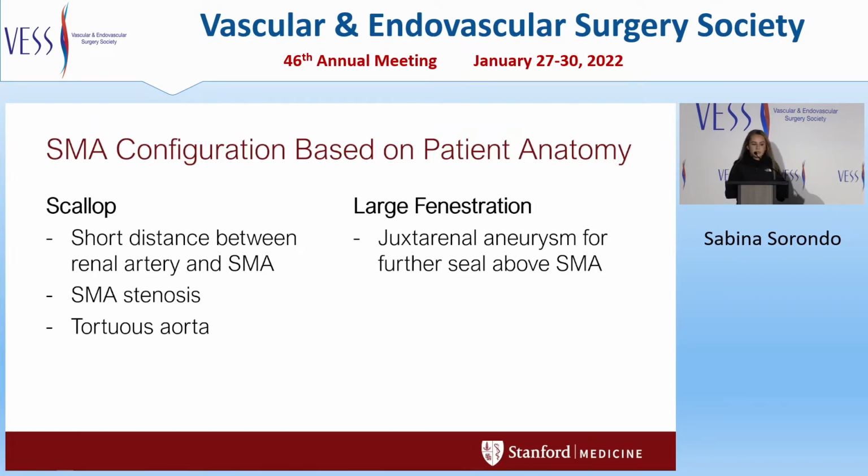SMA configuration is decided upon preoperative patient anatomy. Short distance between the renal artery and the SMA stenosis, as well as a tortuous aorta, are indications where a scallop may be better suited, in case of intraoperative fenestration misalignment and the desire to preserve the option to stent into the SMA. Indications for a large fenestration include the need for a more proximal seal zone, such as a juxtarenal aneurysm.